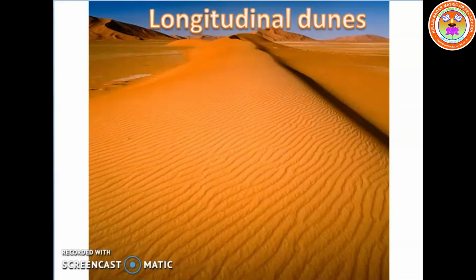Longitudinal dunes. Longitudinal dunes are long, narrow ridges of sand which extend in the direction parallel to the prevailing winds. So these dunes are called seif in the Sahara Desert. That is, longitudinal dunes are called seif in the Sahara Desert.